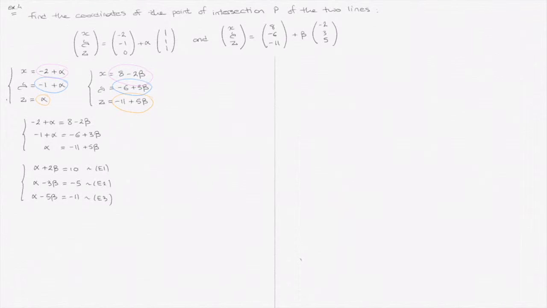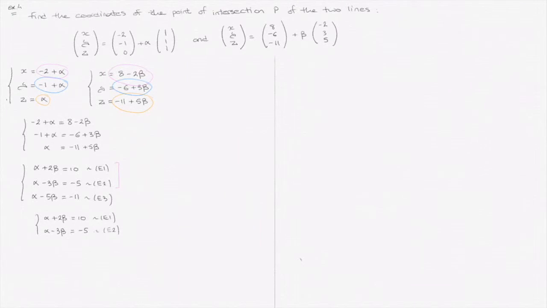Now, to solve these three equations with two unknowns, we'll use two of these three equations to attempt to find alpha and beta. We'll then use the third equation to verify whether or not that solution we found, if we found one, is viable. So we'll start by using equation 1 and equation 2 to attempt to find alpha and beta. So we fall back on a typical scenario of two equations with two unknowns. That's alpha plus 2 beta equals 10, our first equation, and alpha minus 3 beta equals -5, our second equation.